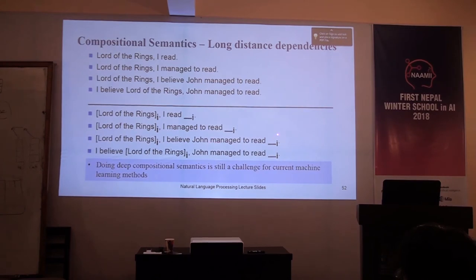I believe John managed to read Lord of the Rings is equivalent to Lord of the Rings, I believe John managed to read, right? So in all of these constructions, what has happened is that this noun phrase has moved from this position originally to here. And this distance could be very long, right? Okay, so for a neural network to keep track of where this thing has come from becomes more difficult. And so we want to be able to generate the same meaning representation for this sentence and the same meaning representation for this sentence, right? So that's not that easy, okay?